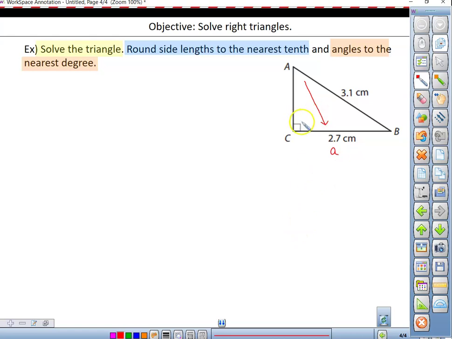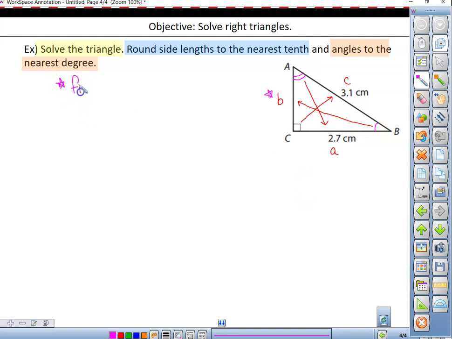Across from our right angle here of angle C, which is our hypotenuse of 3.1 centimeters, that would be lowercase c or side C. And across from our angle B would be side B with a lowercase b. So the measurements we need to find are going to be side B, of course, because we can see that, but also our two acute angle measurements, angle A and angle B. So that's what we need to find.